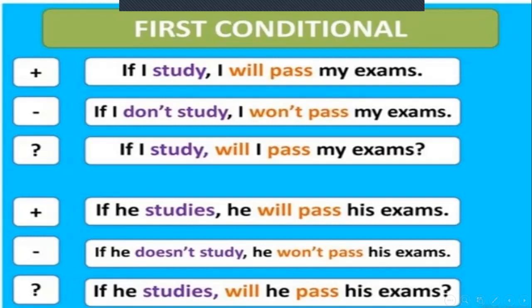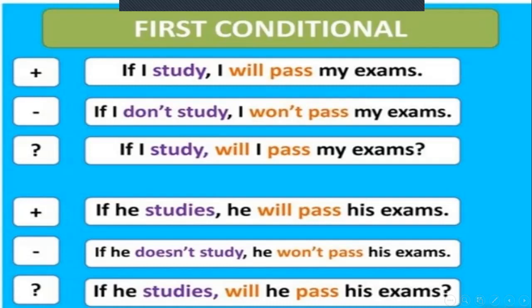Minus here means this sentence is a negative sentence. If I don't study, I won't pass my exams. Here also, we make the negative by using don't plus infinitive. We use don't here because the subject is I. We can't say I doesn't, it's the wrong answer. The right answer is I don't study. If I don't study, I won't pass my exams.